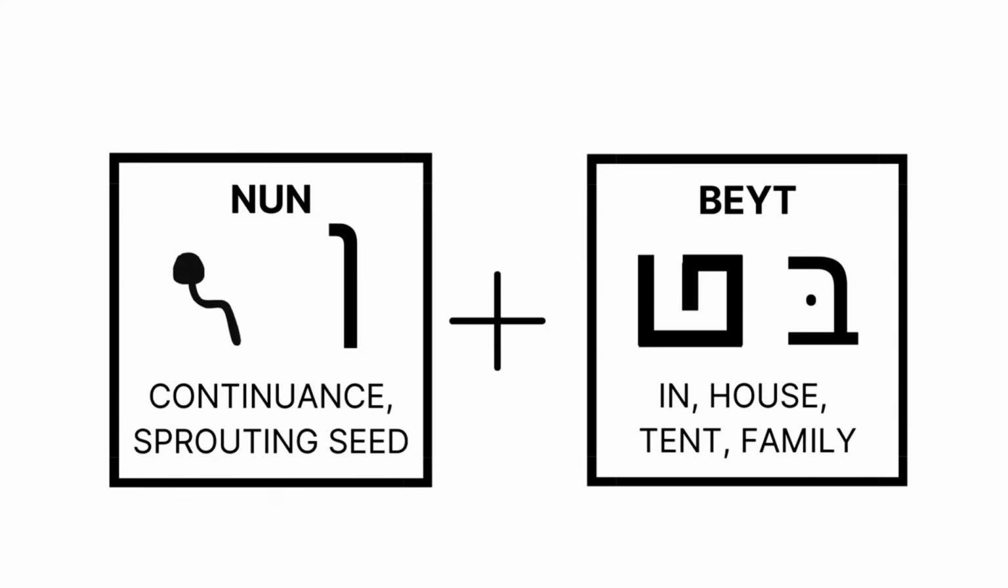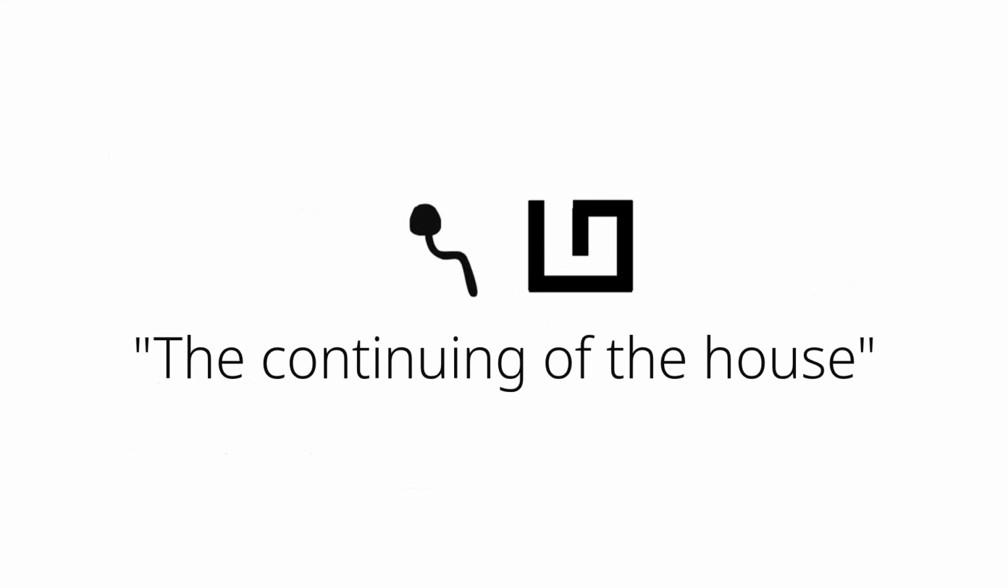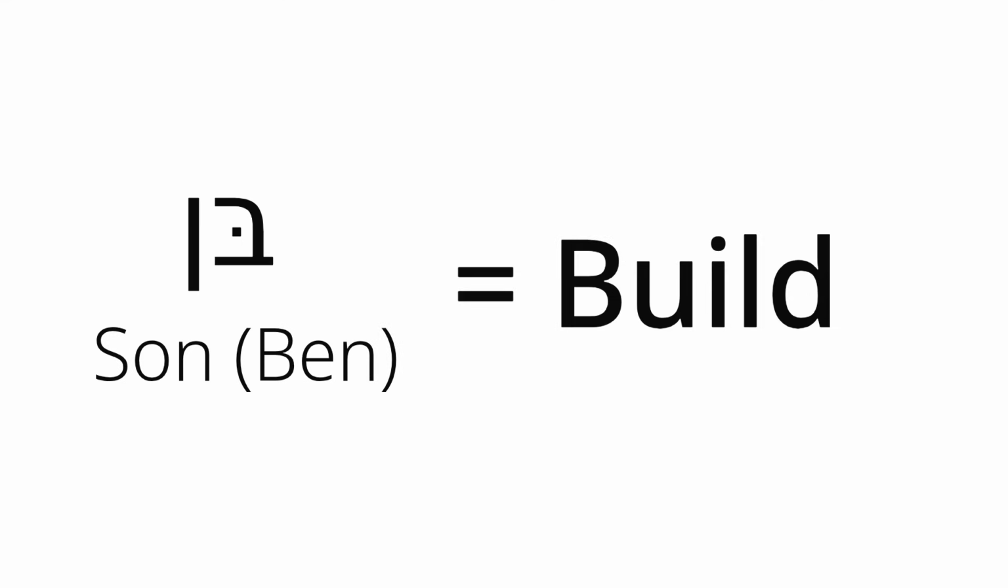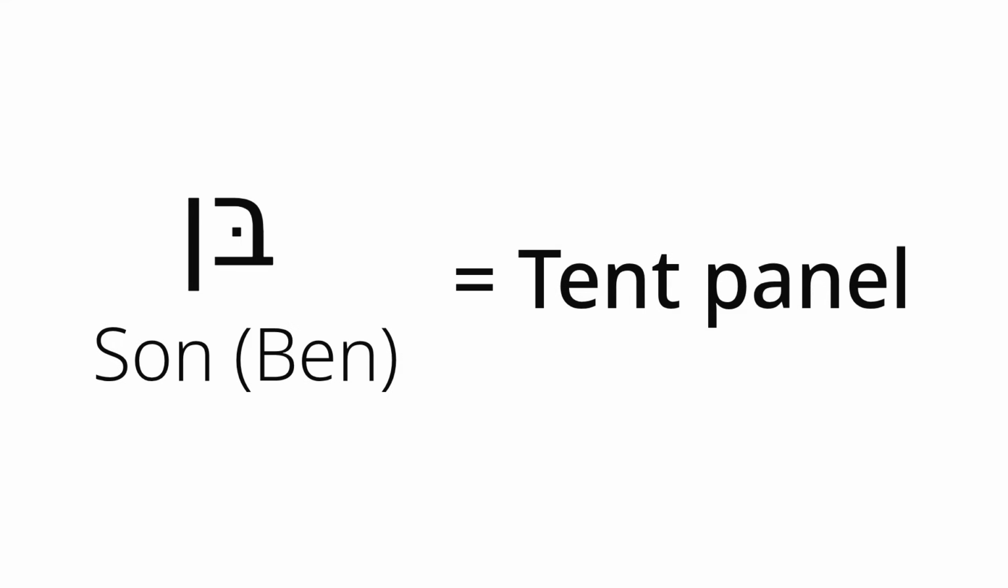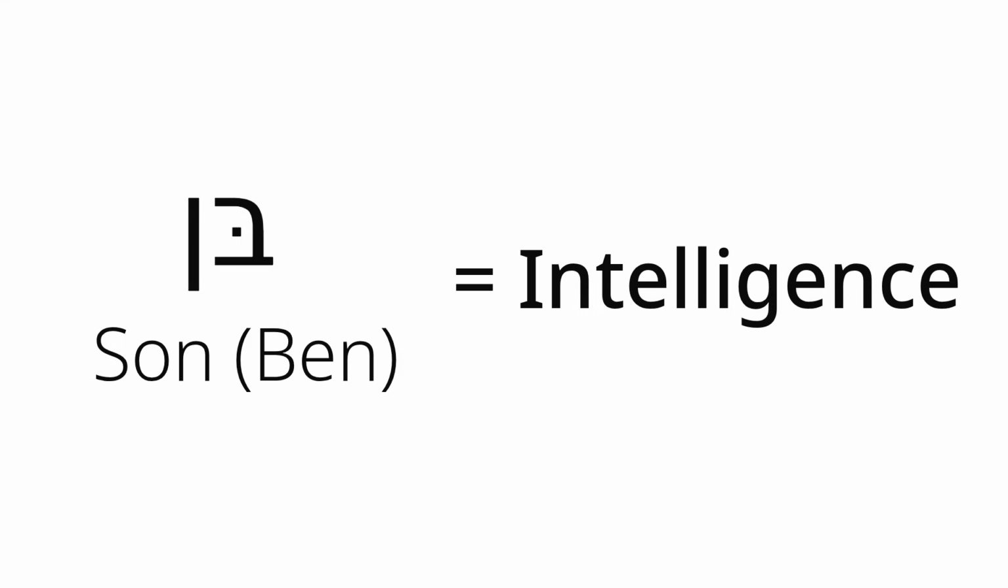The letter Nun is a symbol for the sprouting seed and represents continuation. When you combine the house and the seed, you get the continuing of the house. And this is the Hebrew word for son. The ancient Hebrew lexicon defines this word with the active definition of build, the concrete definition of tent panel, and an abstract definition of intelligence.